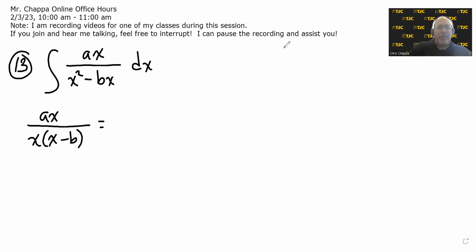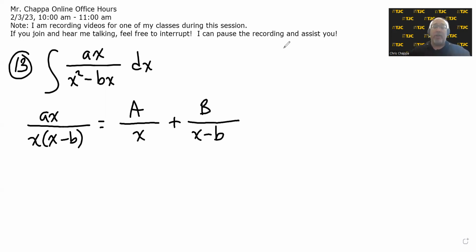And let's set up our partial fraction decomposition. We have unique linear factors, so each factor in the denominator is going to get its own fraction. And again, because these denominators are linear, the numerators will be constant, so capital A and capital B. It's okay to use the same letter if you use lowercase and capital, as long as you're careful.